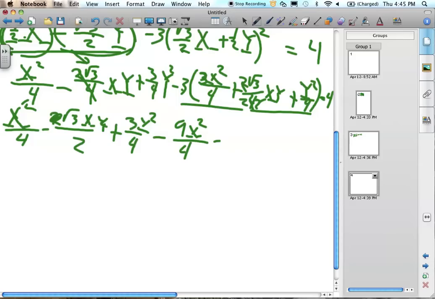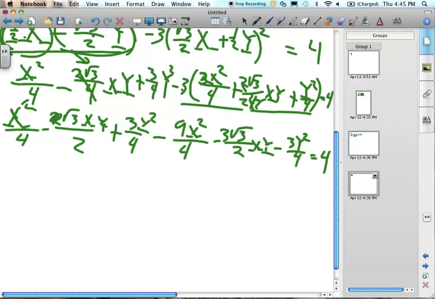So that will give me 3 square roots of 3 over 2 x y minus 3 y squared over 4 equals 4.